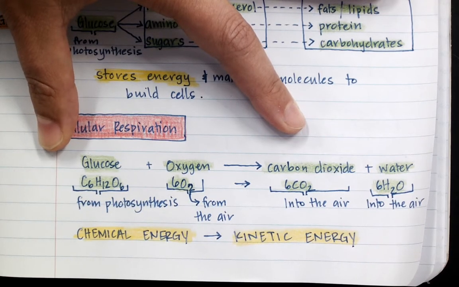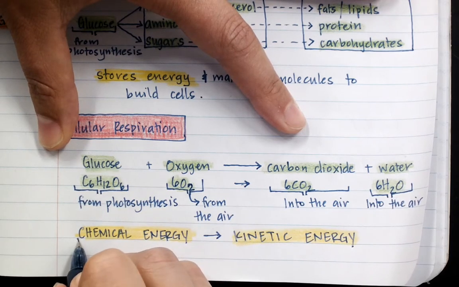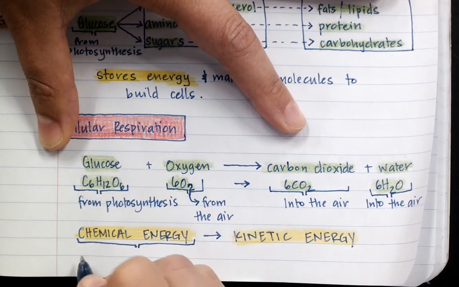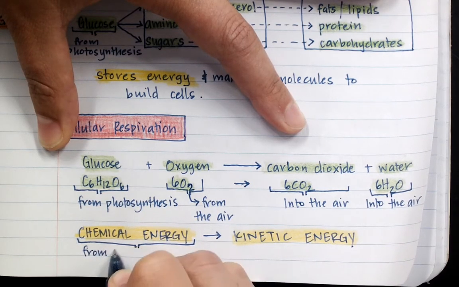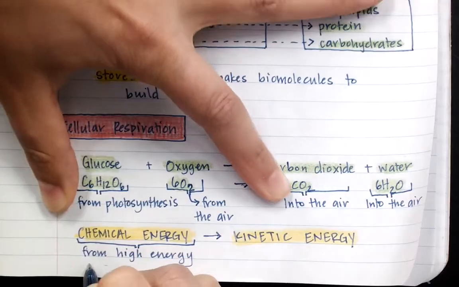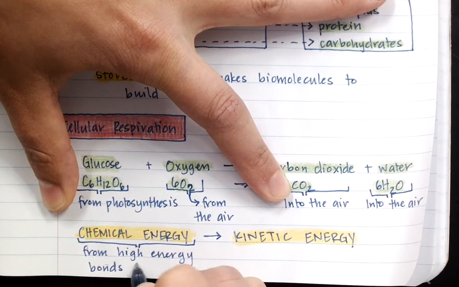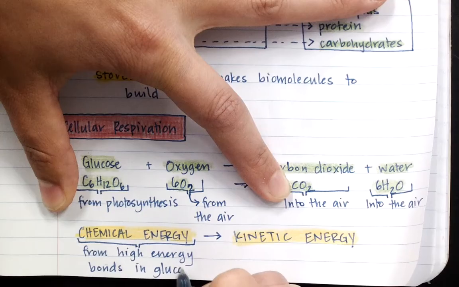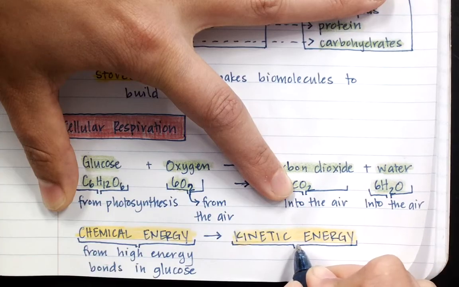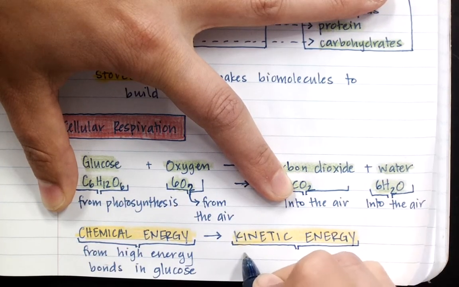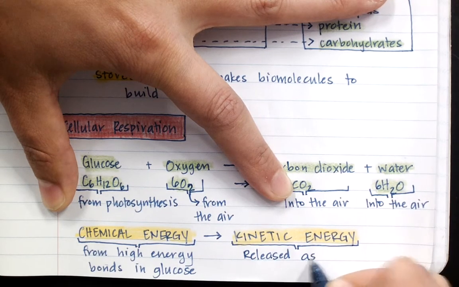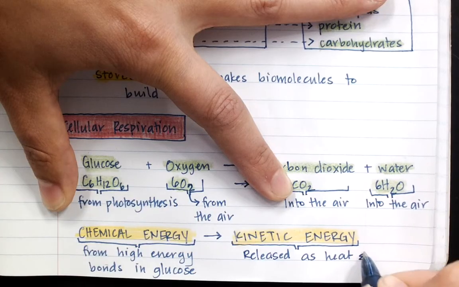And this chemical energy has got to come from somewhere. Energy can't just be created or destroyed. So this chemical energy is from high energy bonds in glucose. And the kinetic energy is going to be released as heat and motion.